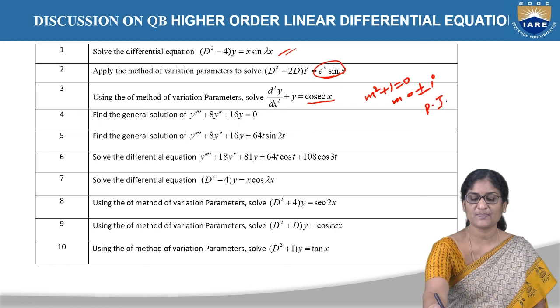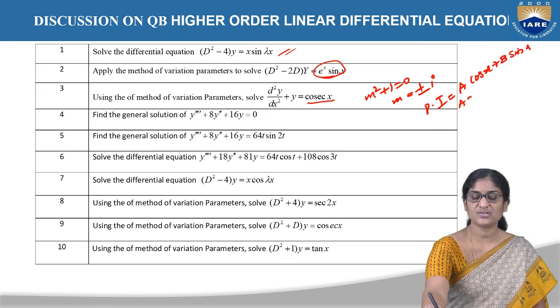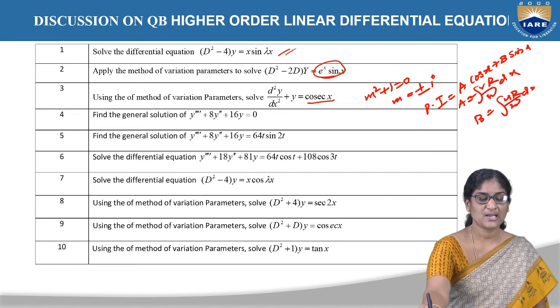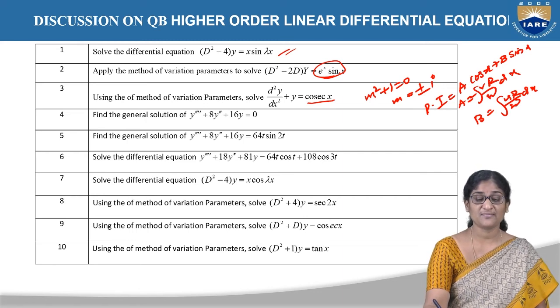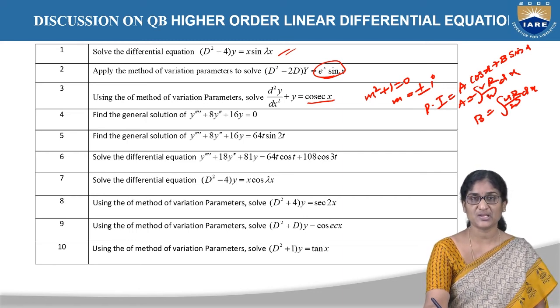And the particular integral can be obtained by first assuming the particular integral as A into cos x plus B into sin x, where A and B are the values given by minus integral of VR by the Wronskian value into dx, and B is integral of UR by Wronskian value into dx. And the fourth question is a fourth order homogeneous differential equation.